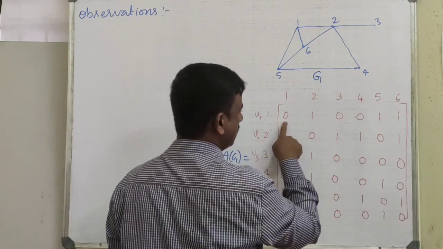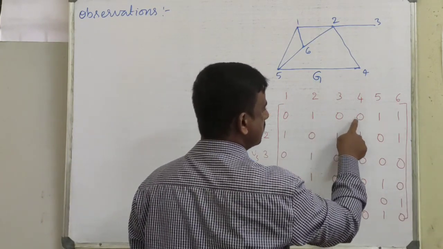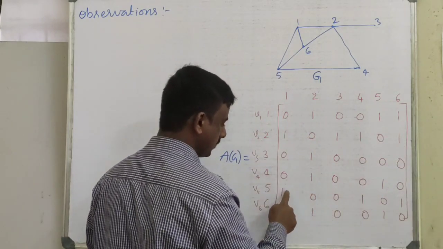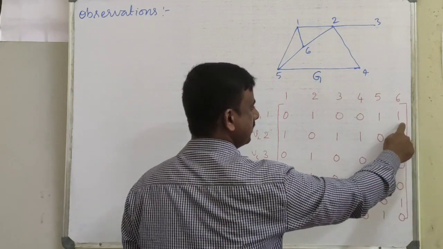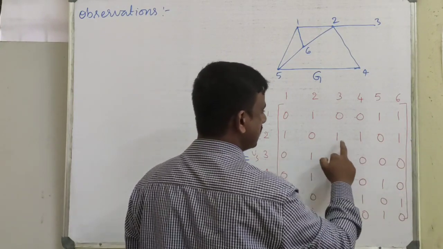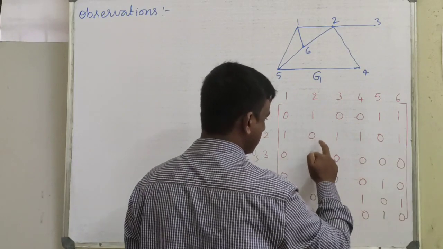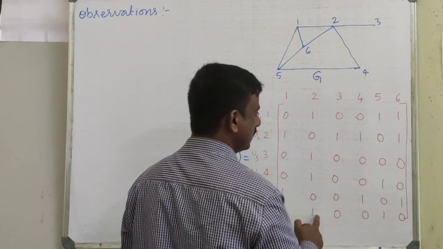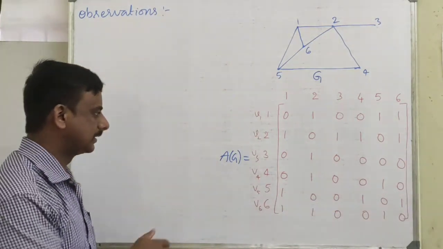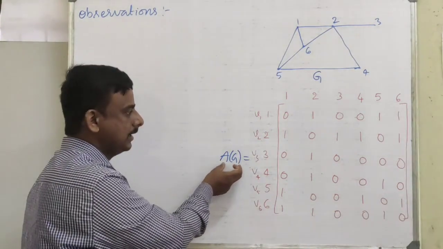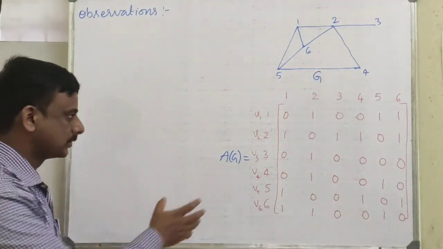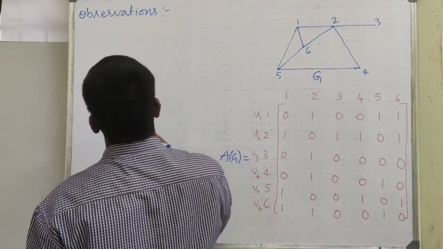Now, I have this row 0, 1, 0, 0, 1, 1 and corresponding column 0, 1, 0, 0, 1, 1. So, I have the same entries in both of these, and then 1, 0, 1, 1, 0, 1, 1, 0, 1, 1, 0, 1. So, if you take the transpose of this adjacency matrix, you get the same matrix. So, A equal to A transpose. So, any adjacency matrix will be symmetric.